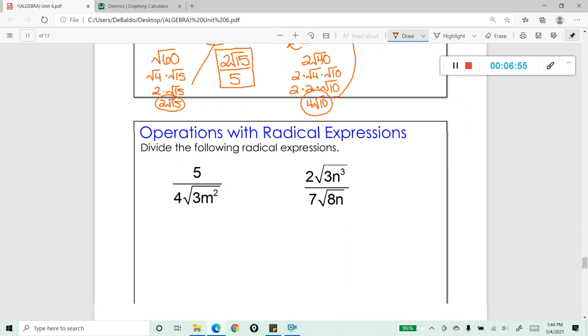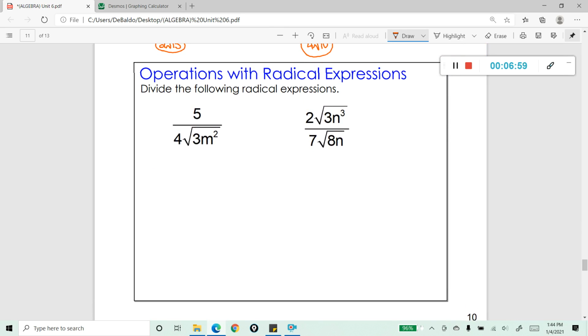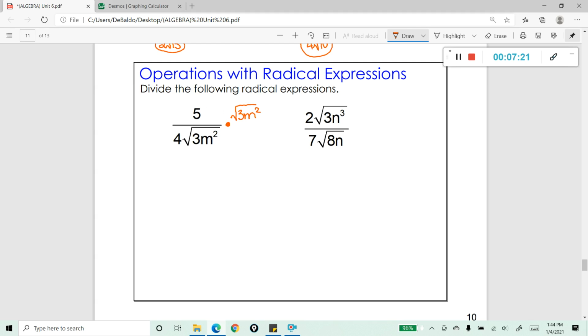All right, I have 2 more examples for you, and I know they look really complicated, but I just added a couple of variables in there, and we're going to use the exact same process, but we're just going to use our skills on simplifying variables now. So let's look at the first one here. Hopefully your eye is tuned into the denominator and that radical. Let's eliminate that radical right off the bat. I'm going to rationalize the denominator by multiplying the top and bottom by the square root of 3m squared. So go ahead and take a moment and do that.